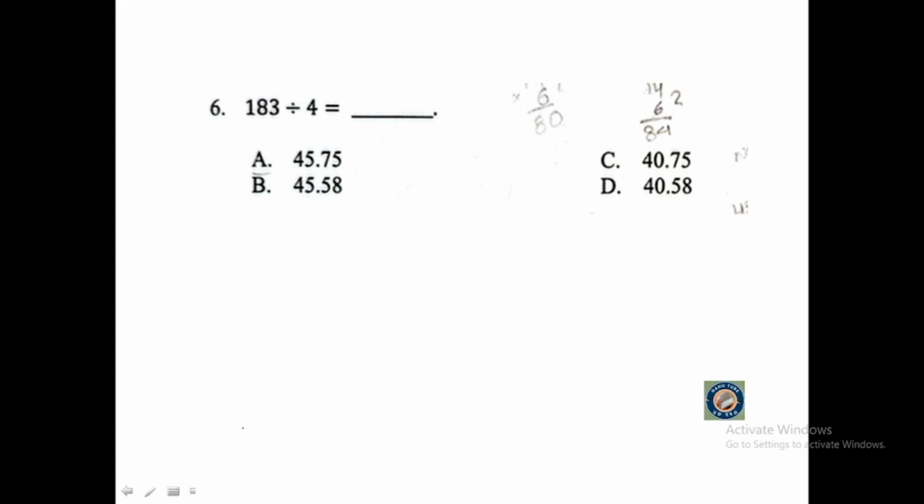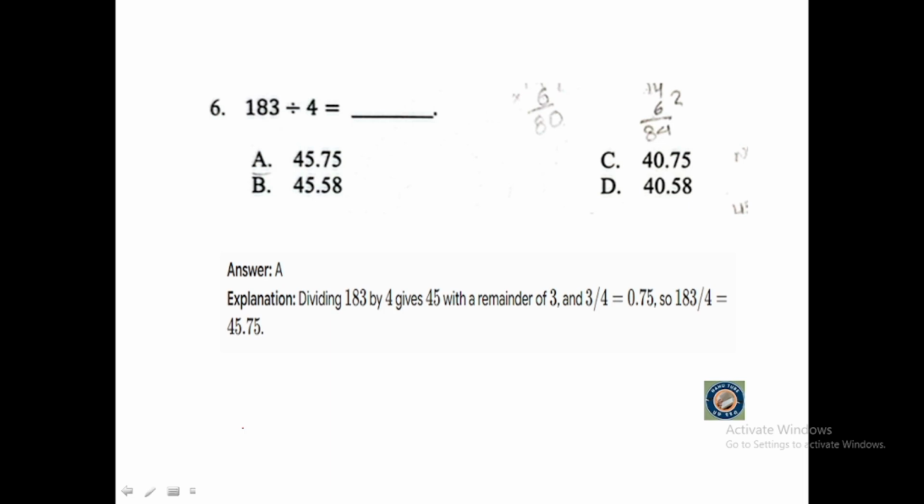The correct answer for this calculation is 45.75. Dividing 183 by 4 gives 45 with a remainder of 3, and 3 over 4 is equal to 0.75. So 183 over 4 is equal to 45.75.